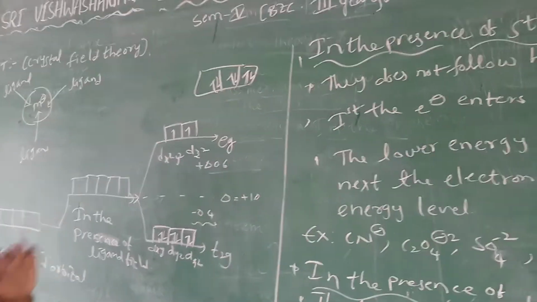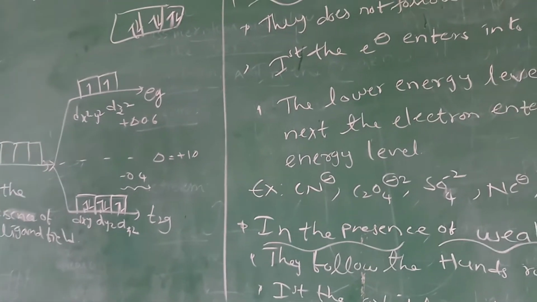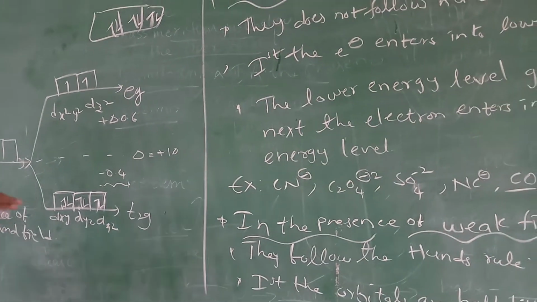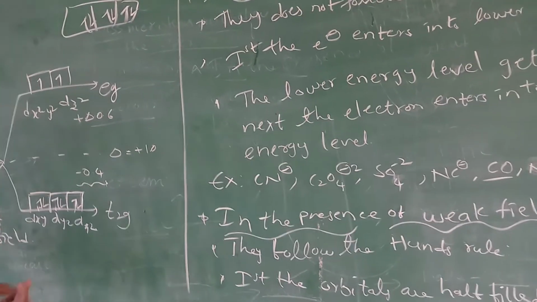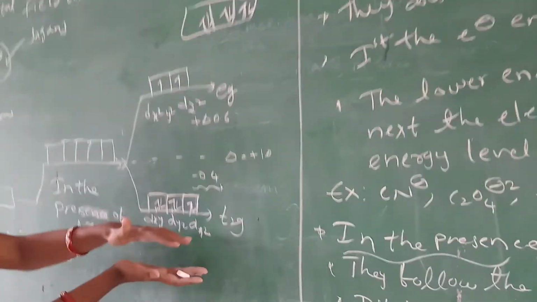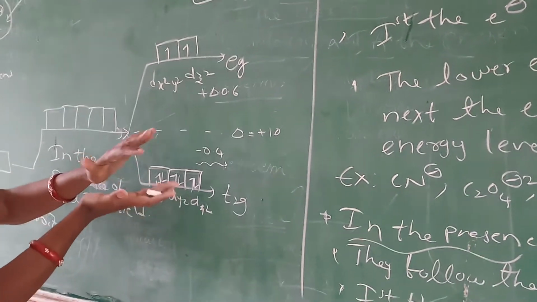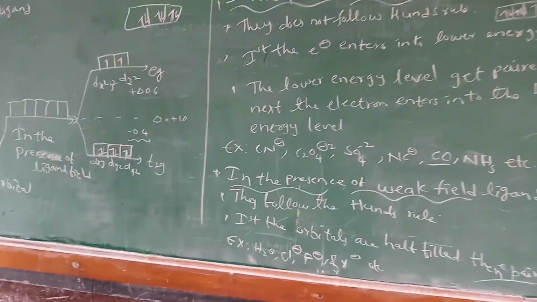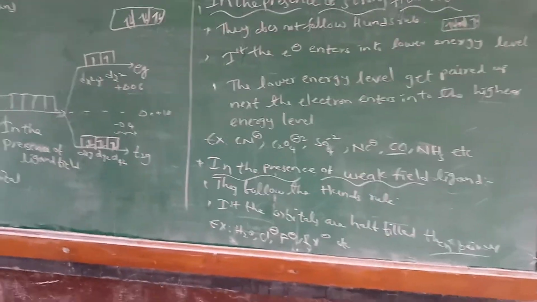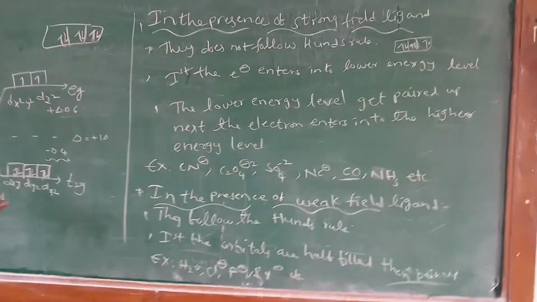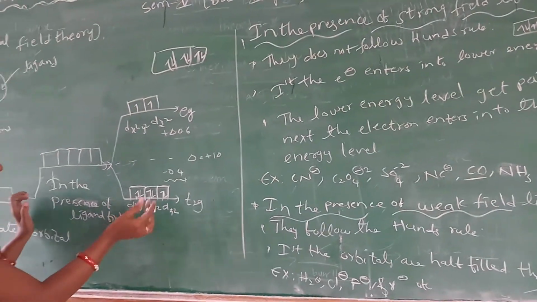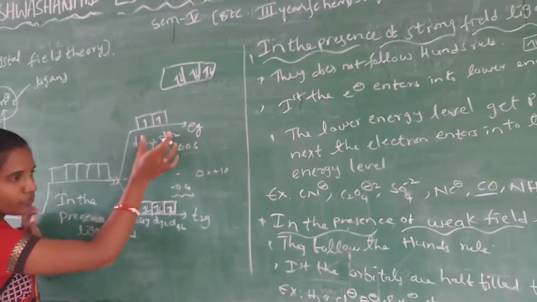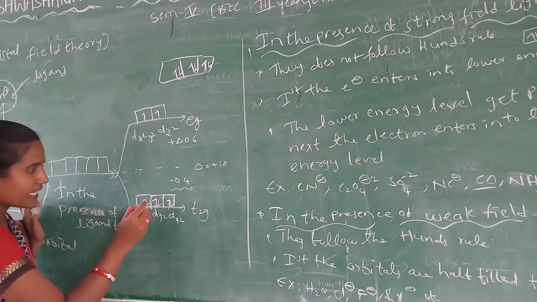Okay, now here, what happens in the presence of a weak field ligand? Once again I am repeating, all of you listen. In the presence of a weak field ligand, the electrons are filled by following Hund's rule. According to Hund's rule, the electrons first half fill Eg and T2g, and next they pair up.